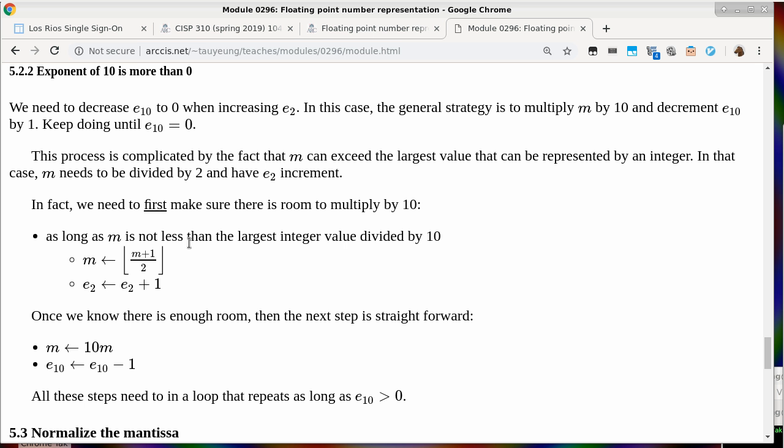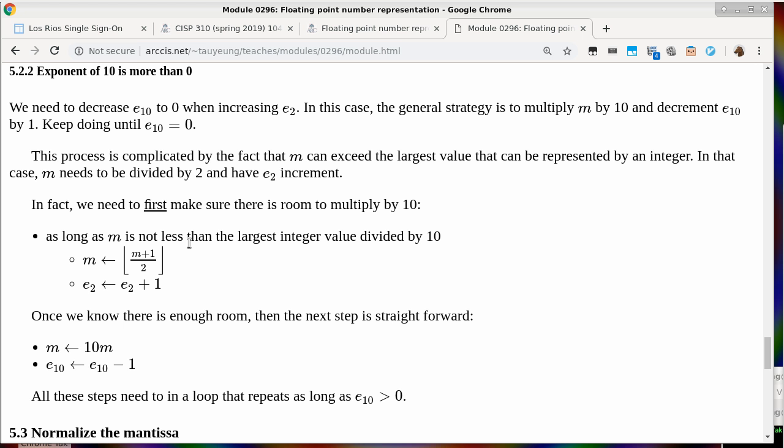So in the notes here, it talks about how to deal with that. So the first thing is we have to make sure that there's room to multiply by 10. How do we make sure that we do have room to multiply by 10? So what we do is we say, as long as m is not less than the largest integer value, which we already know because of the assignment from the previous week, divided by 10. So you take the largest value of a 64-bit unsigned integer, divided by 10, and you make sure that m, as long as m is not less than that number, you keep dividing it by 2 to make room for another multiplication by 10. Is that making any sense?